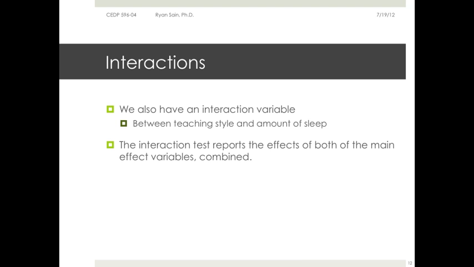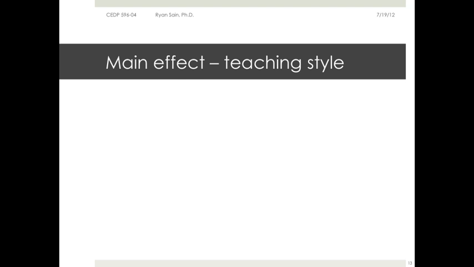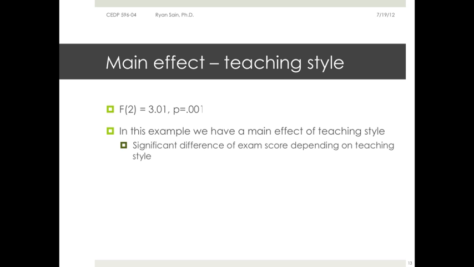So as you can imagine, we're going to get a lot of statistics that are going to spit out. And in fact, for our example, we're going to end up with 3 specifically. And so here we go. We're going to have a main effect of teaching style, so an F with 2 degrees of freedom, and I'm just making all these numbers up. And we're going to say, hey, that's significant at the 0.01 level, right? So we have a main effect of teaching style, a significant difference of exam score depending on the teaching style, right? That's how we interpret that.